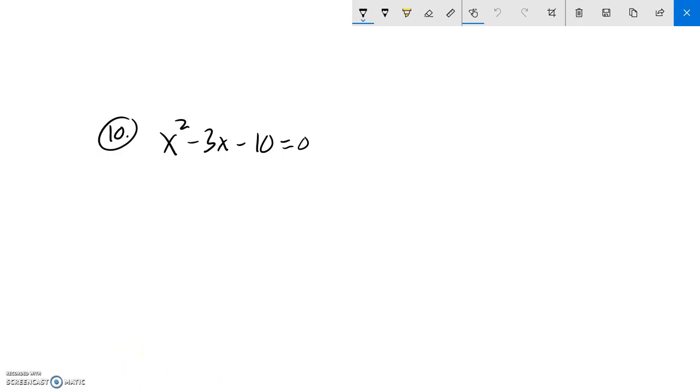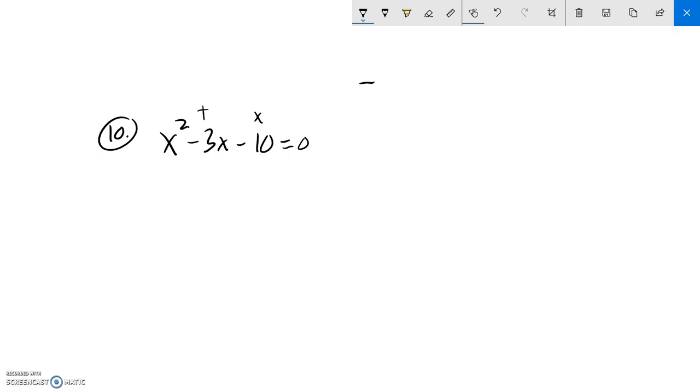It's the Math 88 practice exam for the midterm. Problem number 10, we're supposed to solve this equation. Now, I could run it through the quadratic formula if I wanted. I think I'm going to try and factor it. I'm going to look for things that multiply to negative 10 and add to negative 3.